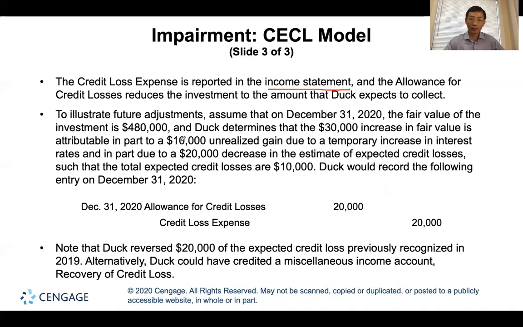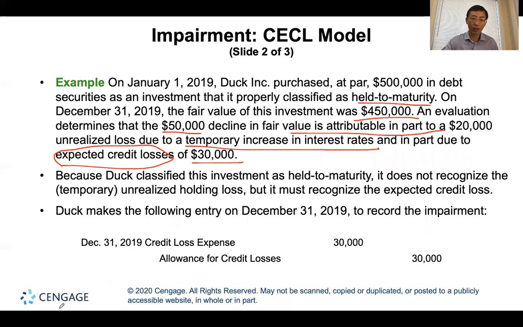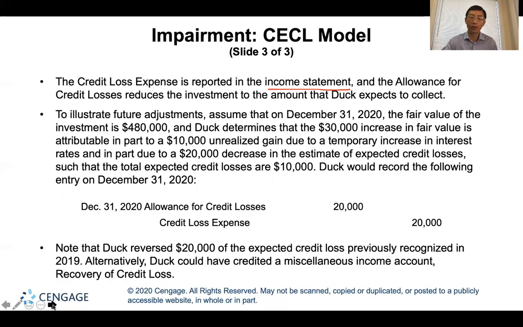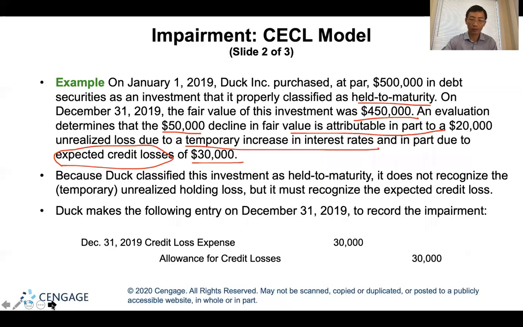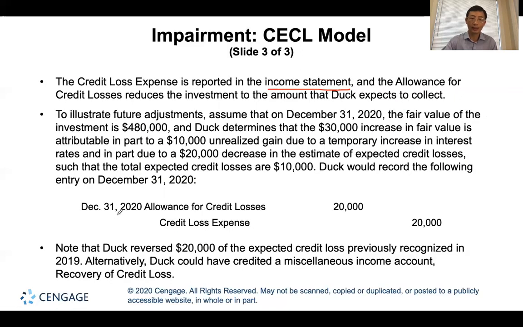And after that, the fair value increased. For example, the COVID-19 is stopping, and the economic outlook looks more promising, and then we can reverse the credit loss expense we already journalized. So in this case, it is debit allowance for credit losses, credit credit loss expense.